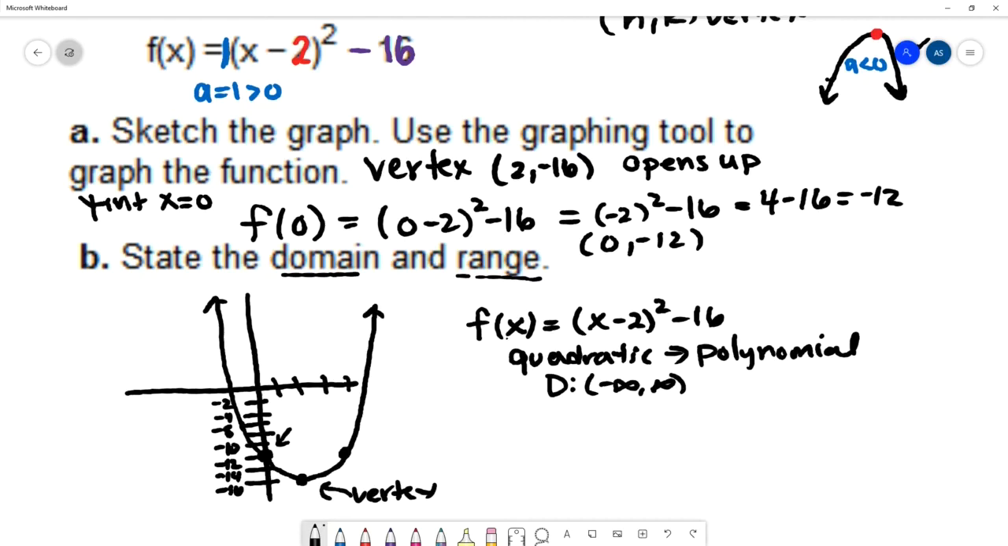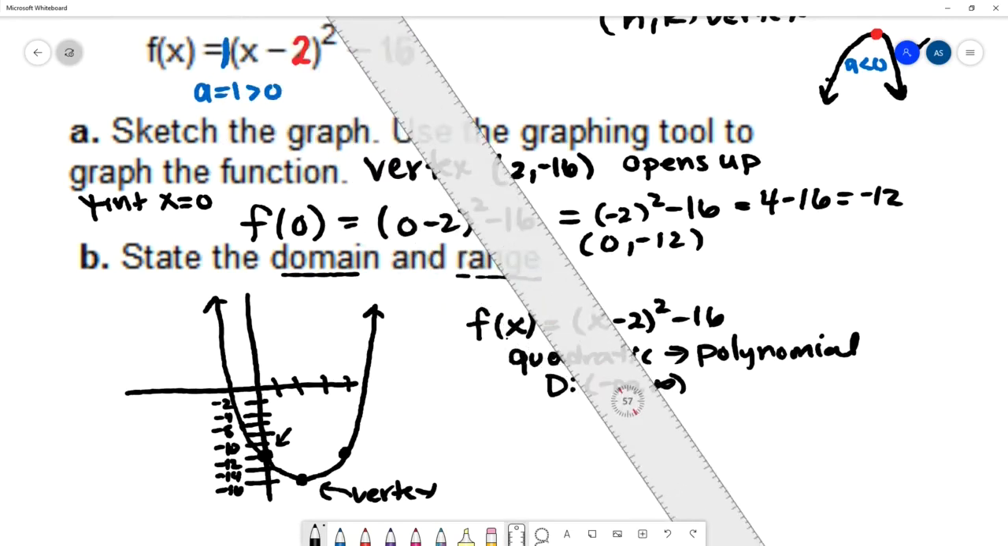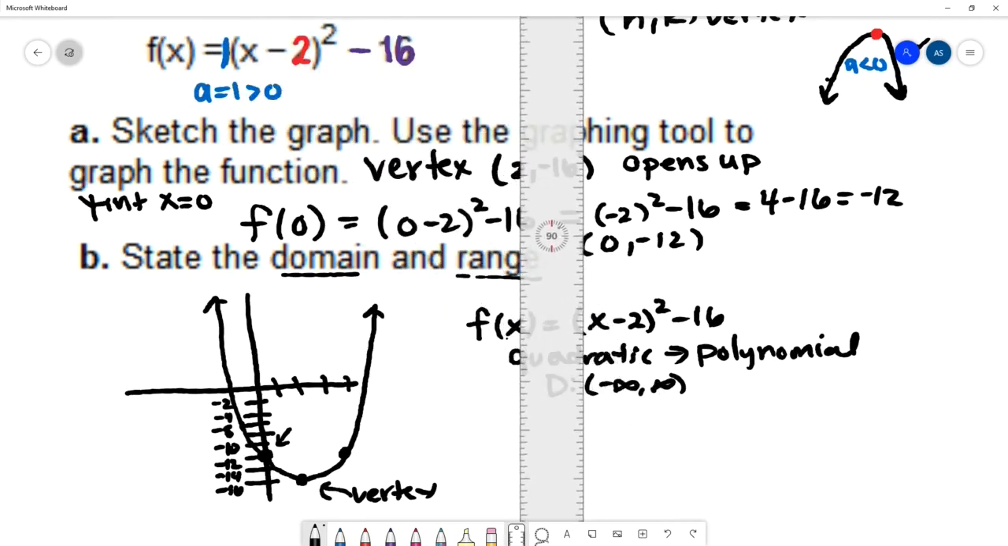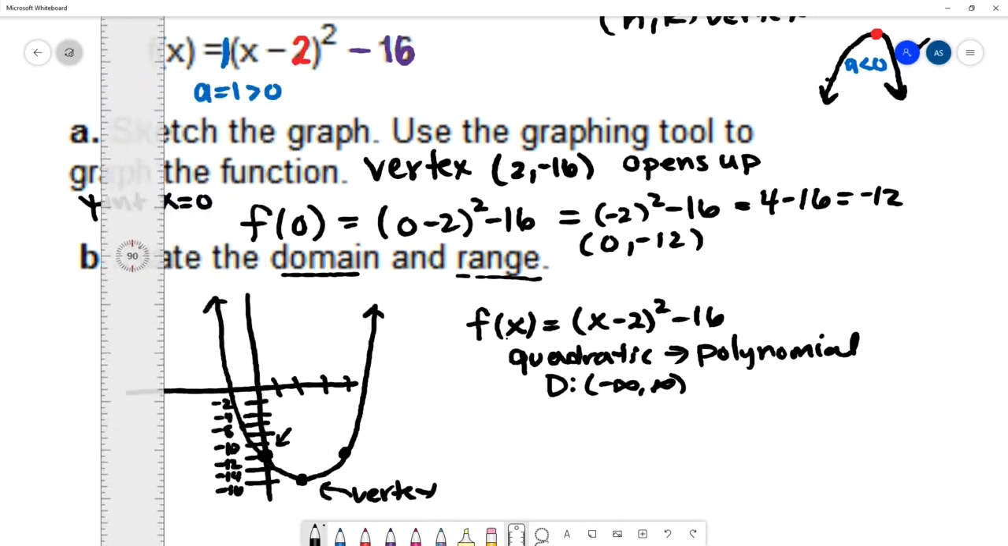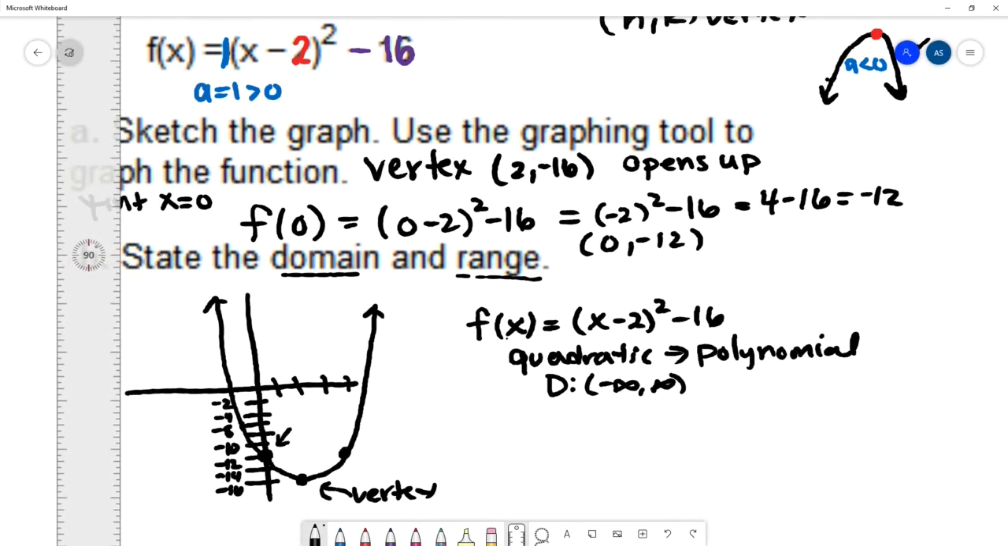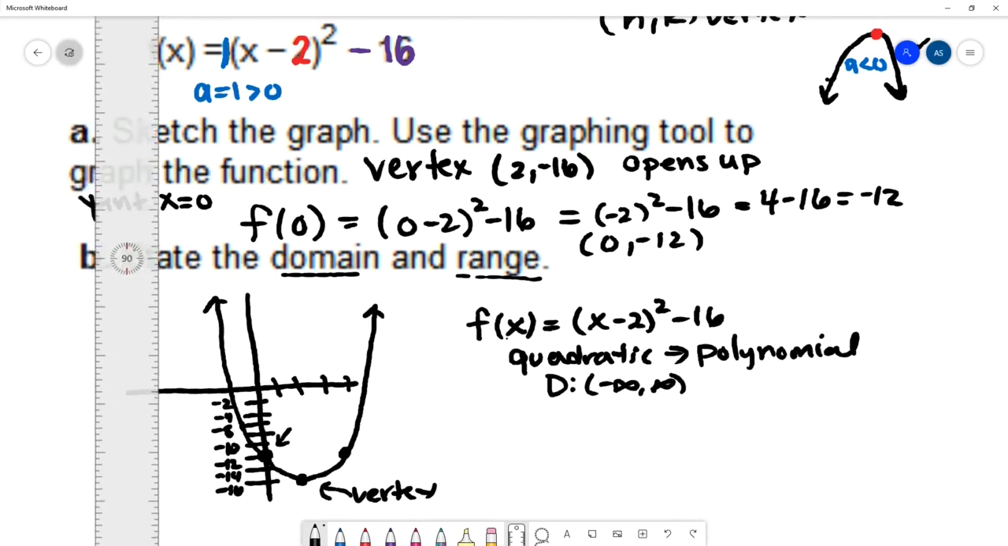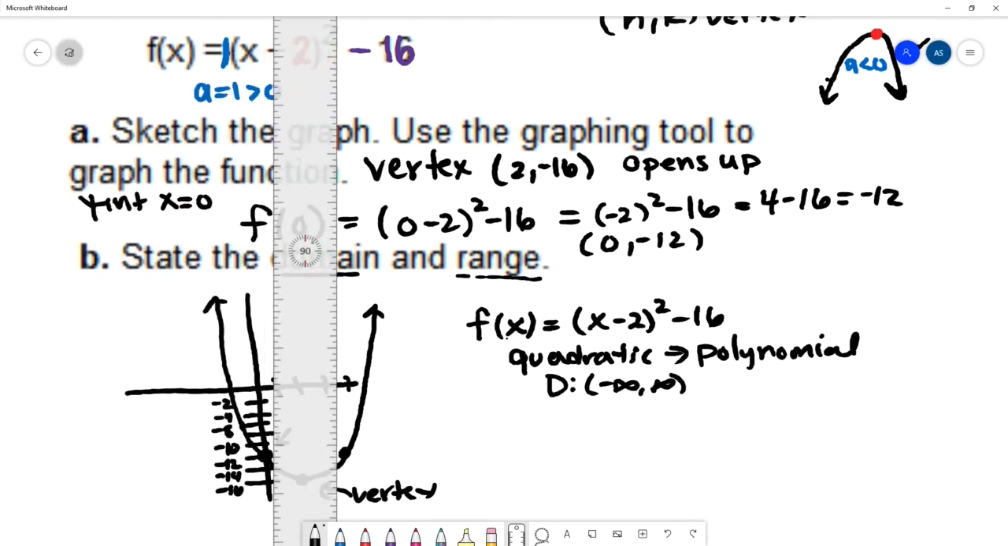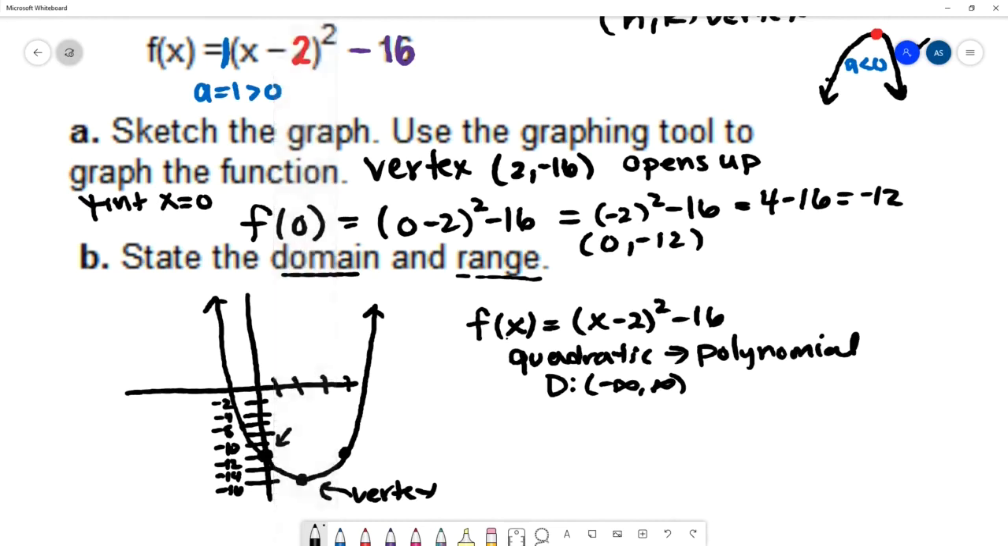However, you do have this graph here, and you can use the graph to notice that, if you look at your x's, your graph covers all of the x's, starting from negative infinity going to positive infinity. So using the graph, you can also see it has a domain of all real numbers.